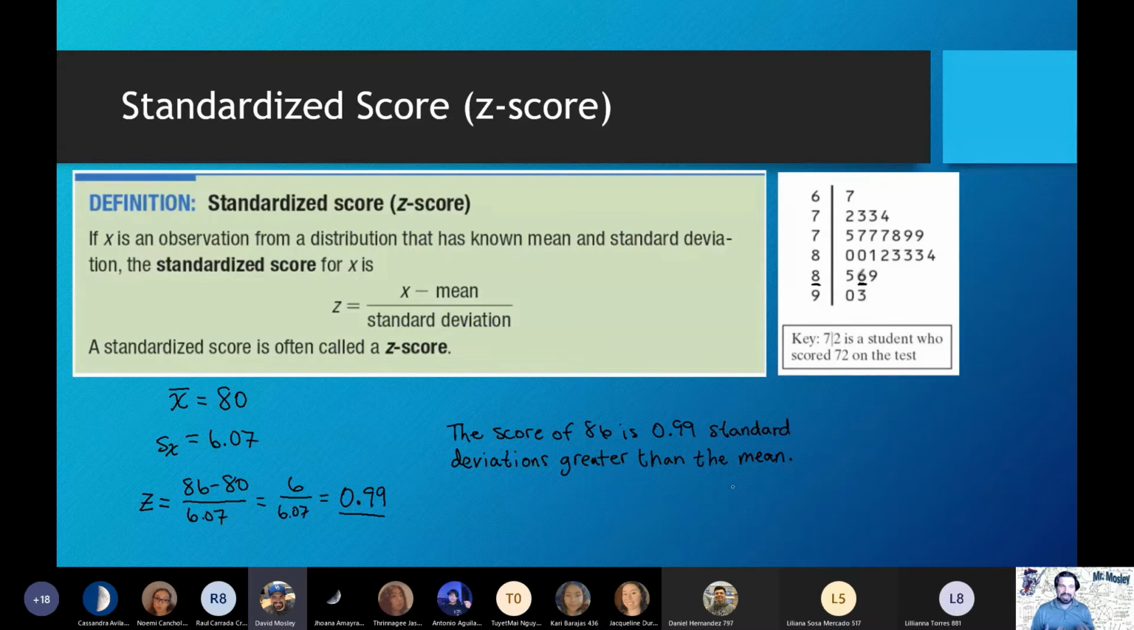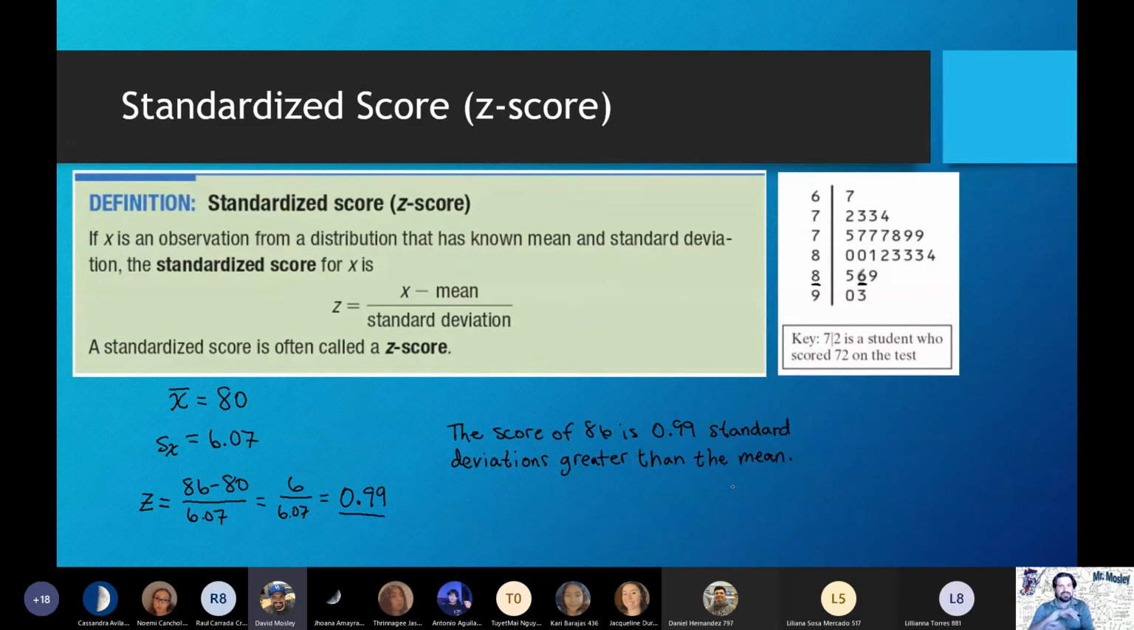We can have z-scores that are negative, right? If I were to use the score of 67, 67 minus 80 will give me a negative number, negative 13. Negative 13 divided by 6.07 is going to give me some negative number. That would imply that 67 is right around 2 standard deviations less than the mean. So it's going to be to the left of the mean on the graph. What this allows us to do is relate all of the scores to the mean and how far away they are from the mean in terms of standard deviation.